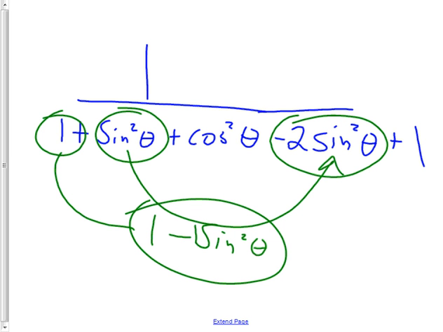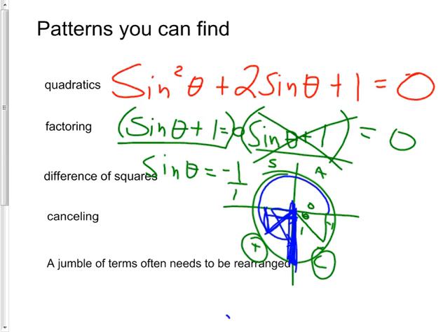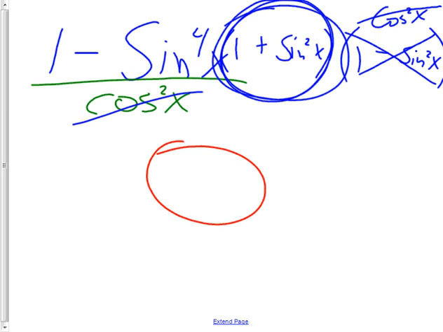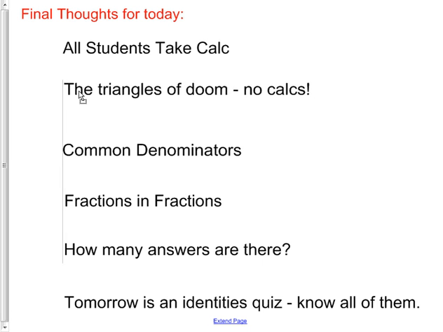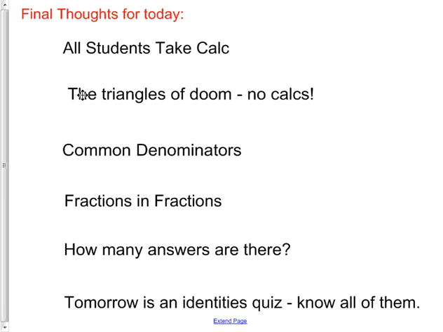All right. Now, there's one more sheet of stuff that I have to make sure you know. All students take calc. It comes up a lot because you often have multiple kinds of answers. You might have one answer over in quadrant 1, but there's also an answer in quadrant 3 or something. You have to remember, all students take calc. The triangles of doom. There are no calcs on this test, so the triangles are going to be very important.